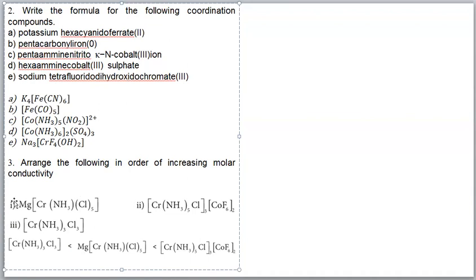Then you see these 2 complexes. Here, only 1 complex ion is there. Counter ion also only 1. Only 2 ions are there. Counter ion is Mg2+. There is 1 ion, complex ion also only 1. So totally only 2 ions are there.